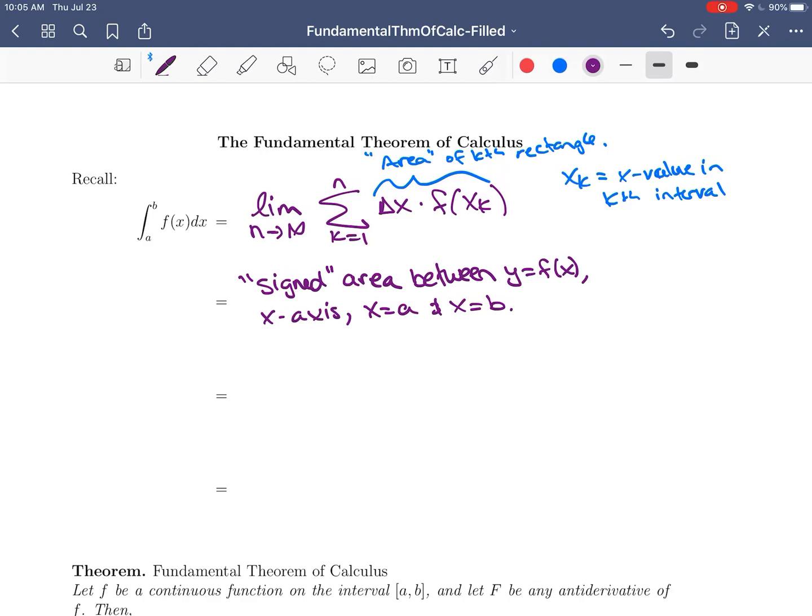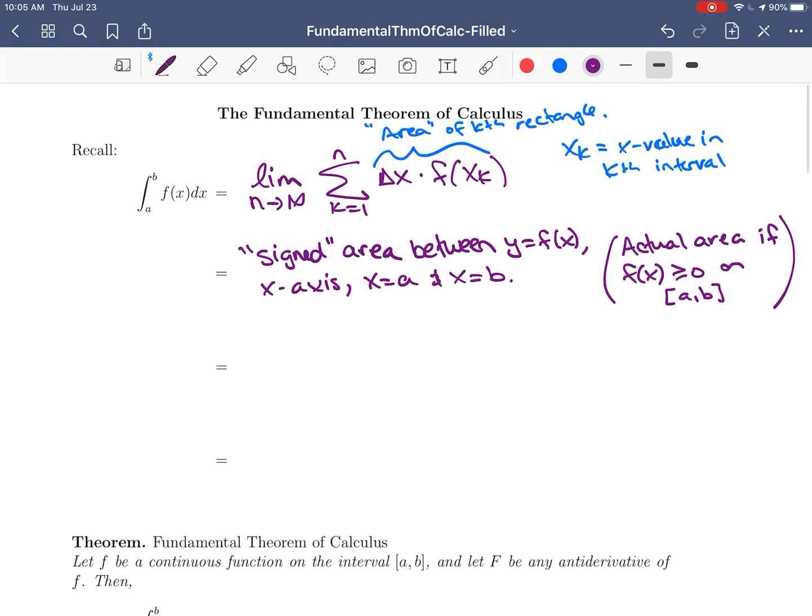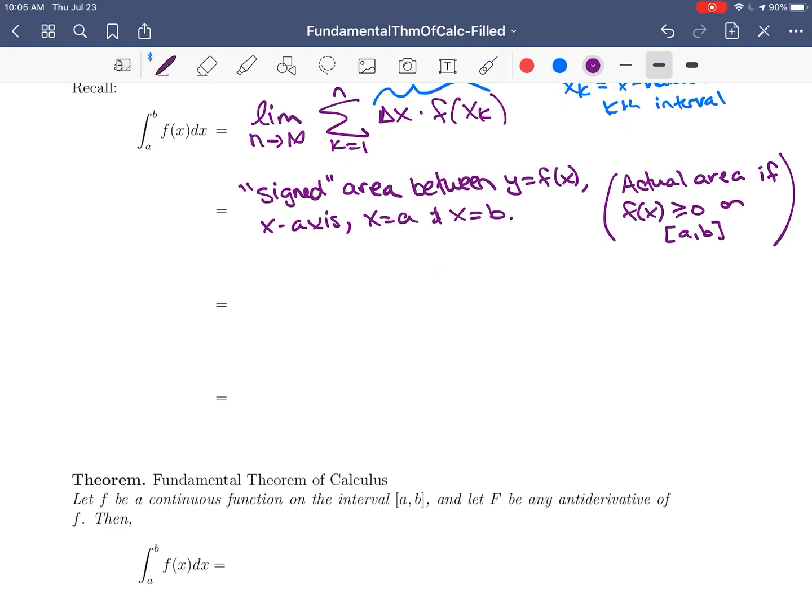So we would want to count that negative part as a positive area, but here it counts it as a negative area. So maybe I'll just write it's the actual area if f of x is non-negative, so bigger than or equal to 0, on the entire interval, so on a to b. Then we get the exact area, the actual area. But if we allow f of x to be positive or negative in the interval, then we call it signed area.